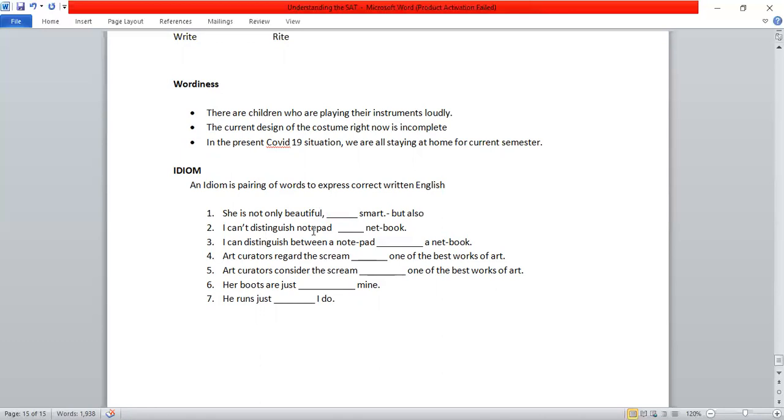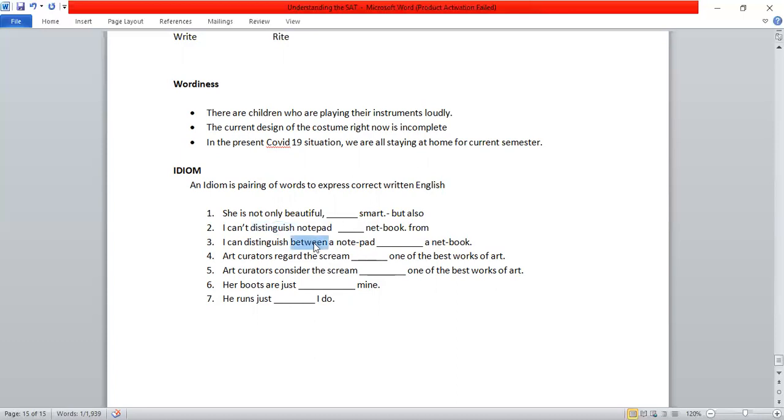I can't distinguish notepad dash netbook. Distinguish always requires from. I can't distinguish this from that. So we need the word from here. I can distinguish. So now you see distinguish is used again. Now a lot of people will say that, okay, let's use from here. Let's see. I can distinguish between a notepad from a notebook. That will be wrong. Because when you say distinguish and there's nothing, so you'll use from.